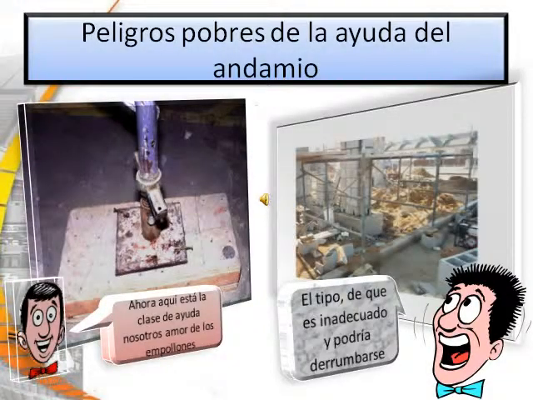Here we can see an example of a good scaffold support on the left and one on the right that's inadequate and could collapse.